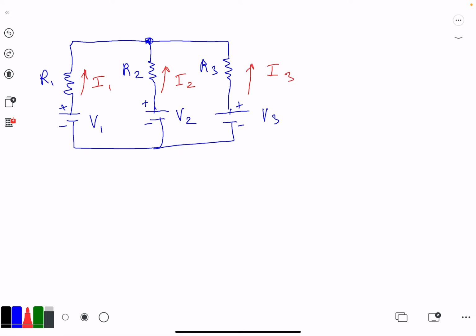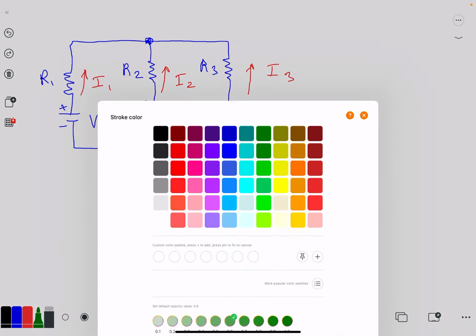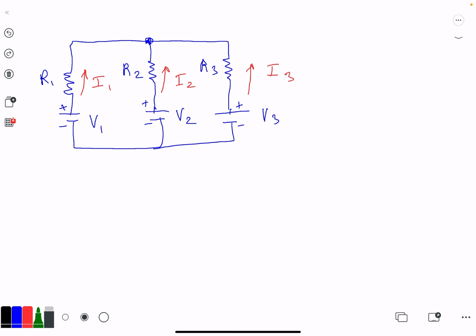First of all, what I would do is I would draw a loop. I always try to do a loop clockwise. So let's say this is loop 1, this is loop 2. Let's write down the equation for loop 1. We start with the battery.